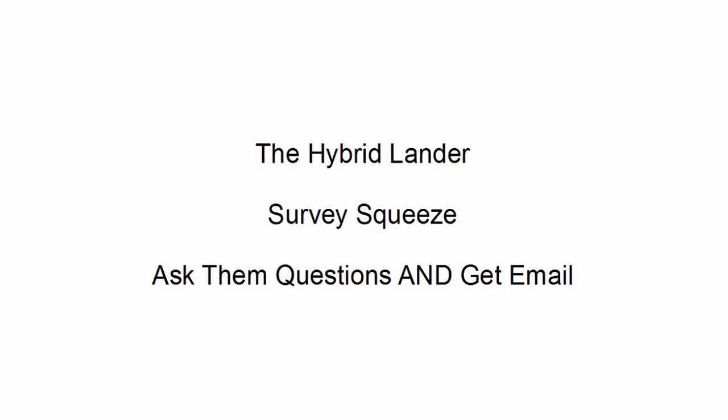Last but not least is the hybrid lander. Now, if you picked up the OTO, you probably got this as well. You got my survey squeeze plugin. This is a combination of both, and that's what makes it so powerful, is that you get to ask them questions and grab their email at the same time. Okay? And this is going to be very powerful if you want to make money throughout the long term.